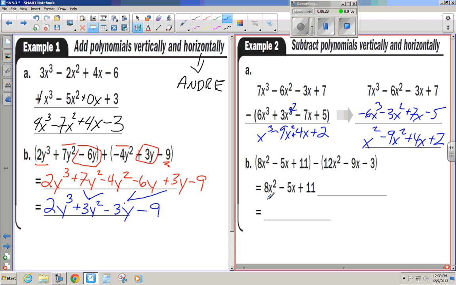Working vertically now, though, it also wants you to distribute the negative. And that's fine, but you can get the answer from the beginning. Meaning, 8 minus 12 is negative 4. We did the x squared and the x squared. Negative 5 minus negative 9. So negative 5 minus a minus.